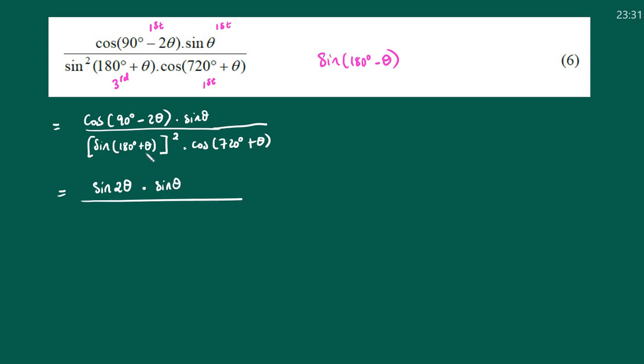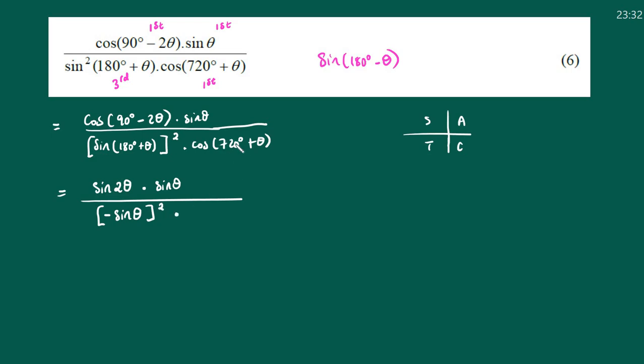Now inside the brackets, you have sine 180 plus theta. You already identified that it is in the third quadrant. And in the third quadrant, if you can remember, sine is negative. So we should have here negative sine theta. Then the squared is still outside.